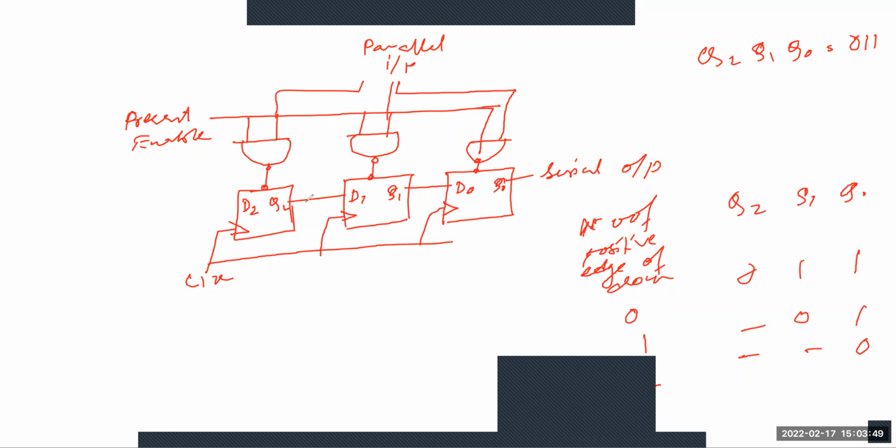So last case for the here only, this is one, and this is again one. So this is parallel. So this is the parallel in parallel out, that is PIPO shift register.